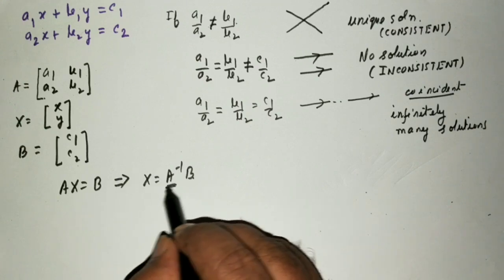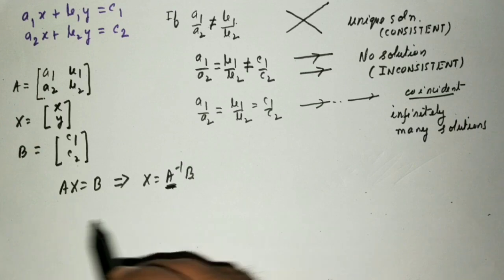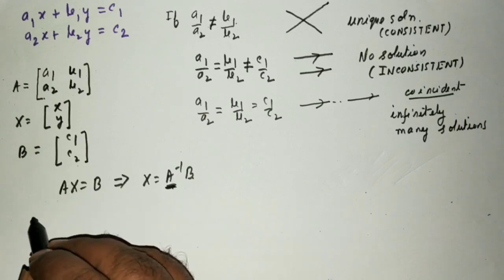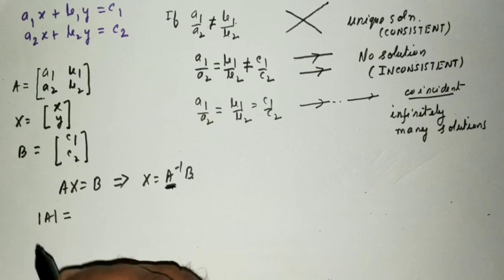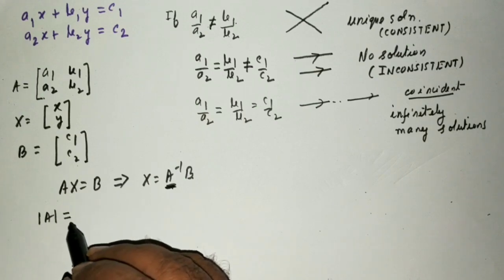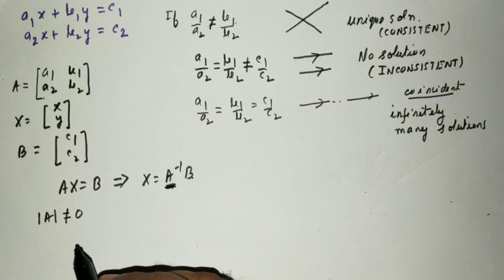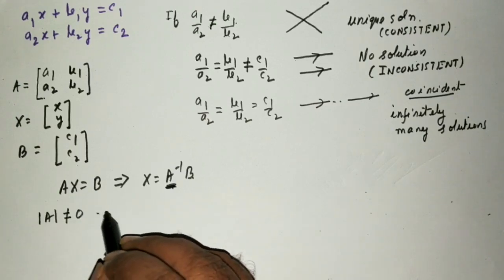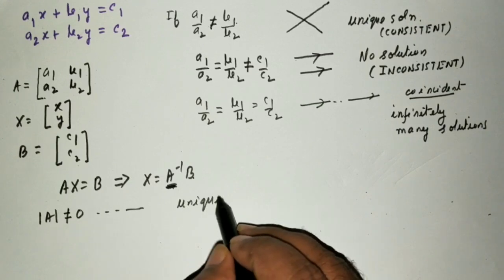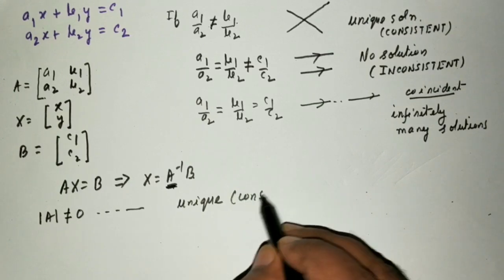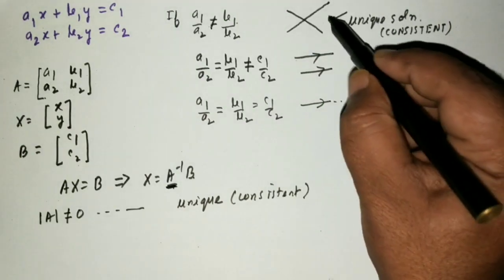Now for this A inverse to be unique, the first step is to calculate the determinant of A, and if it is not equal to 0, that means the solution is unique, consistent, and we have solved many questions. This is the condition.